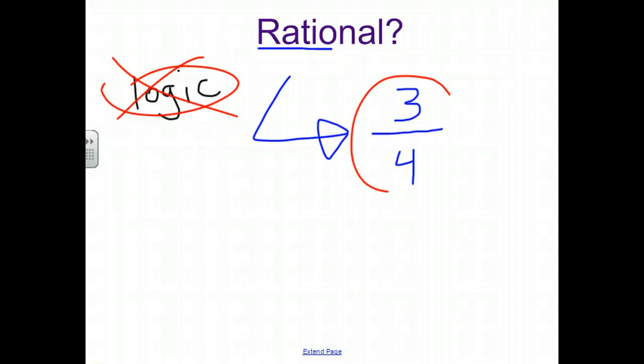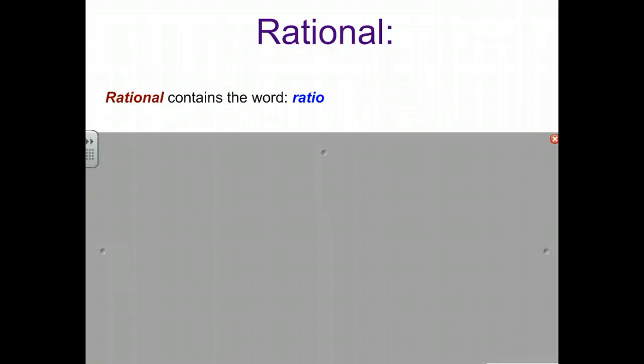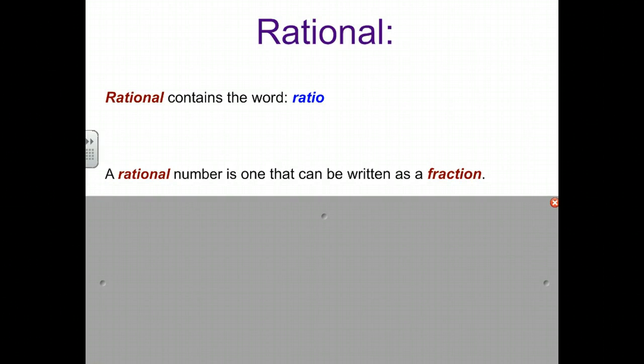And this actually turns out to be enough to understand what a rational number is when we look at it this way. Rational contains the word ratio. It's the ratio of one number to another. And so what does that mean? In one sense, we can use colons, we can use slashes, or we can use fraction bars. And a rational number is just one that can be written as a fraction.